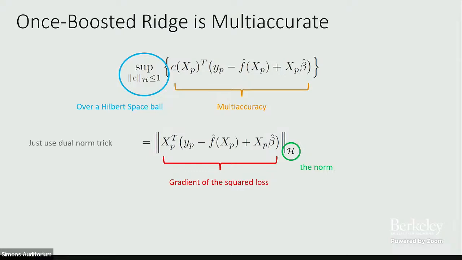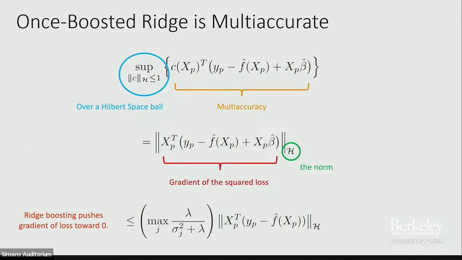So this is just using the dual norm trick, right? You have a sup over a ball. You should be envisioning that there's a dual norm somewhere that you can swap. And what's the dual norm in the Hilbert space? It's the Hilbert space norm. So everything has this nice form.